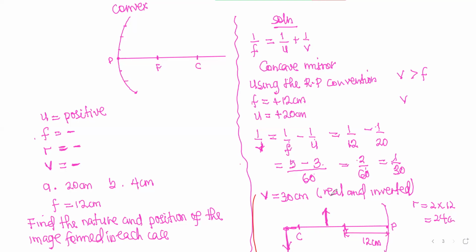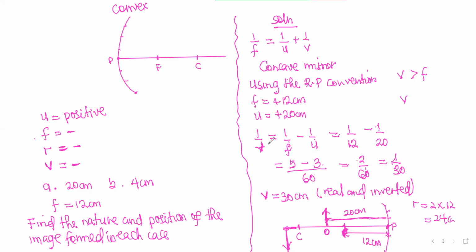I don't understand the diagram you've drawn. Okay. Our focal length is 12 centimeters. All measurements are taken from the pole. So from the pole, I must measure a distance of 12 centimeters, and that will be the focal point or principal focus F. Our object distance is 20. So if I measure 20 centimeters from the pole, that will be the location of the object.